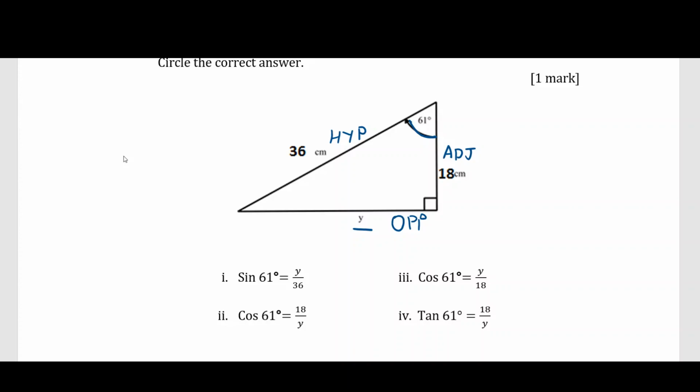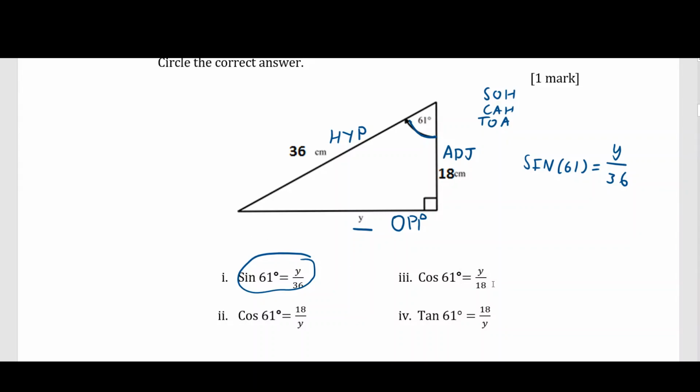Let's have a look. And sine of 61. So using soh cah toa, sine is opposite on hypotenuse. So opposite on hypotenuse, that's going to be Y on 36. And there it is, sine 61, Y on 36. Okay, that's the one we would use.